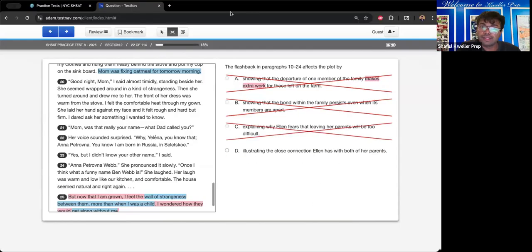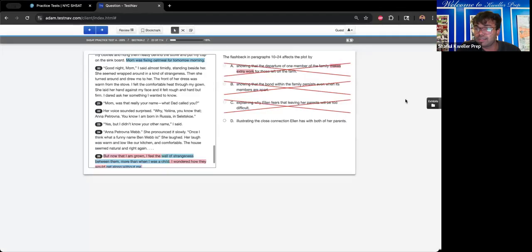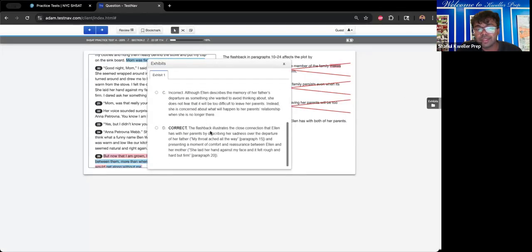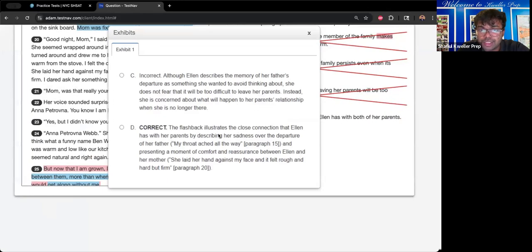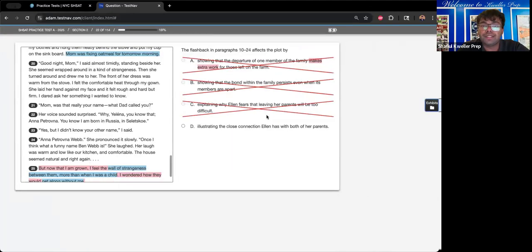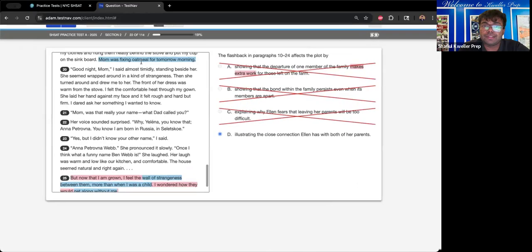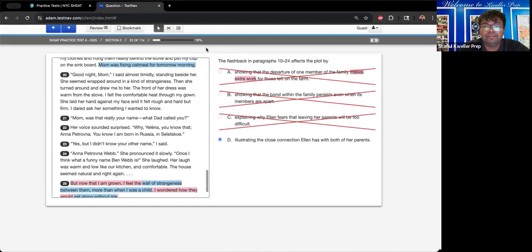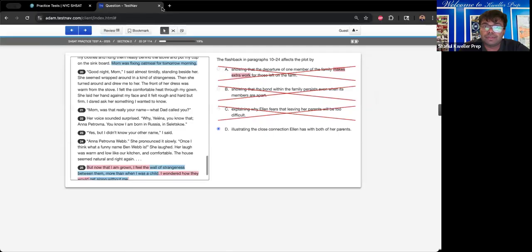Illustrating the close connect. Okay, I like this. Yeah, I think it should be D. "My throat ached all the way." Presenting a moment of comfort and reassurance between Ellen and her mother. So this is good because it shows that she had sadness over the fact that her father left and how her mom comforted her during this time. So it should be D. Okay, does anyone have any questions on this? Okay, let's go to the next one.